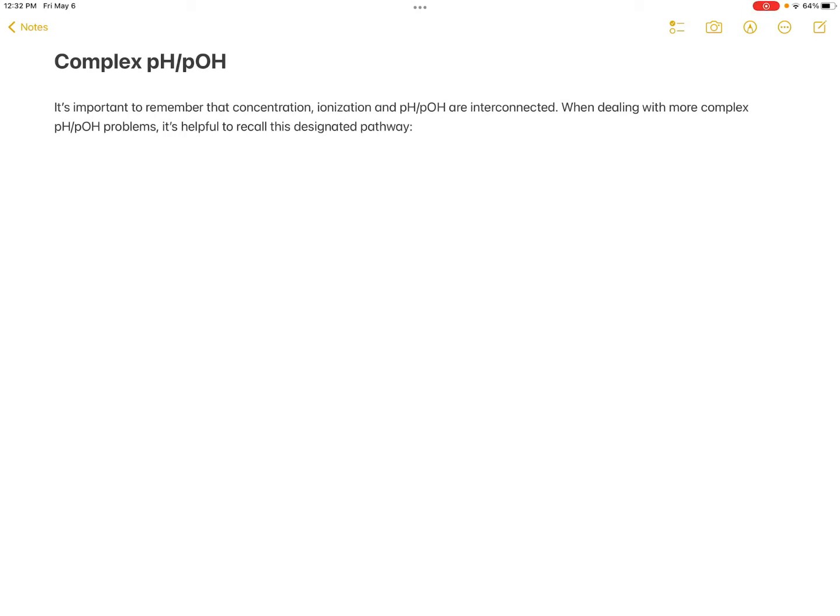So when we're dealing with more complex pH and pOH problems, or power of hydronium and power of hydroxide problems, remember that concentration, and that's molar concentration in moles per liter, ionization, and pH/pOH are extremely interconnected. So when we're dealing with more complex problems, it's perhaps helpful to recall this designated pathway.